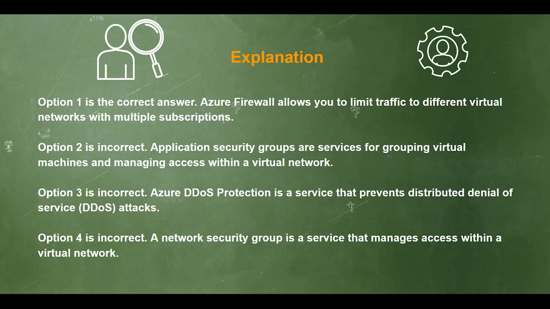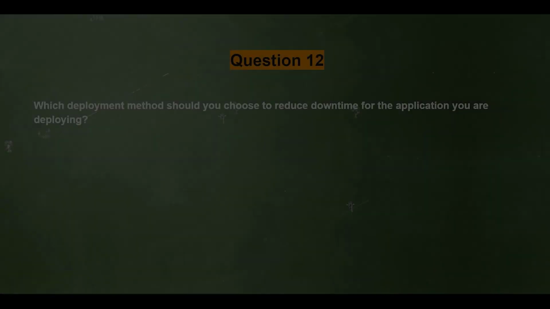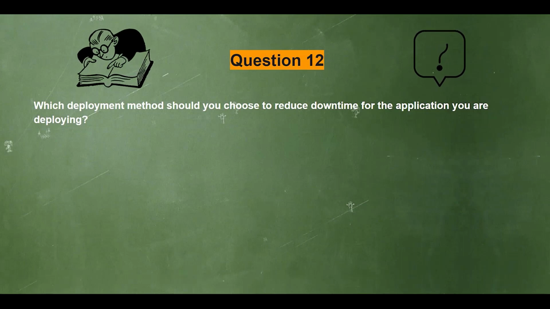Option 2 is incorrect. Application security groups are services for grouping virtual machines and managing access within a virtual network. Option 3 is incorrect. Azure DDoS protection is a service that prevents distributed denial of service attacks. Option 4 is incorrect. A network security group is a service that manages access within a virtual network. Question 12. Which deployment method should you choose to reduce downtime for the application you are deploying?